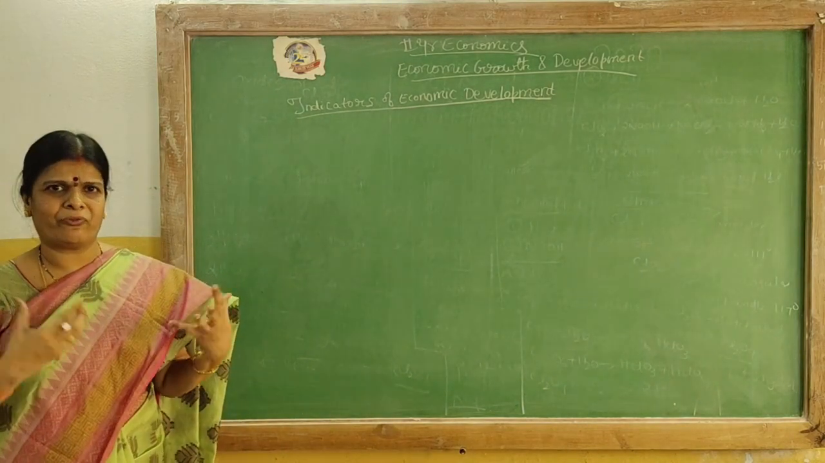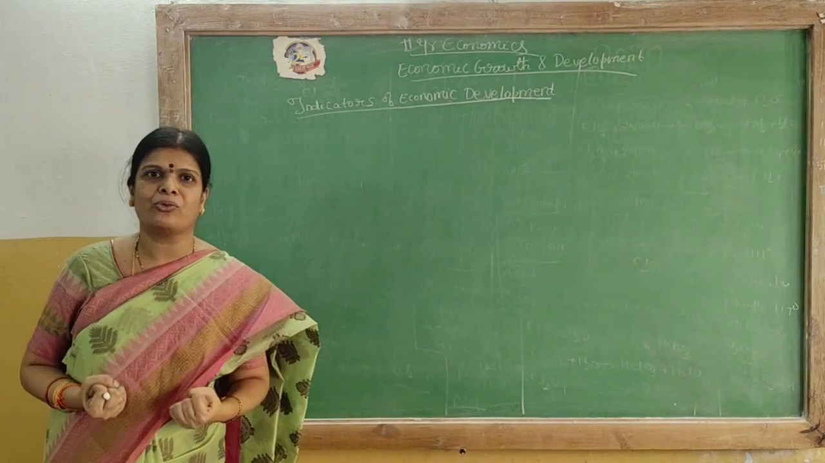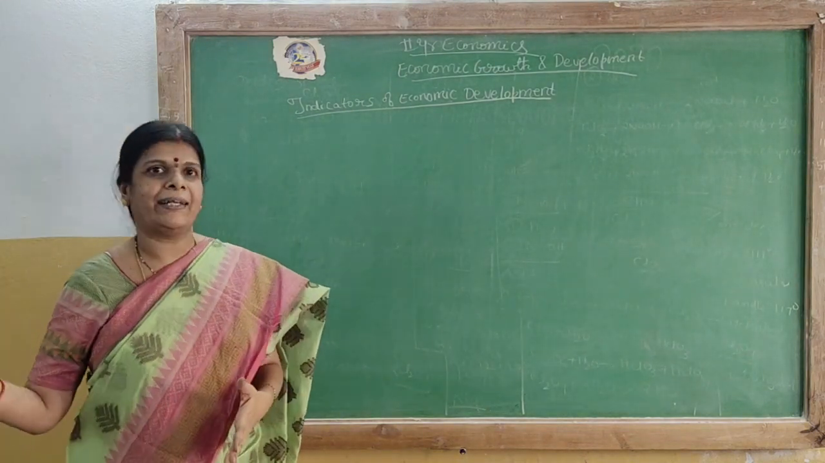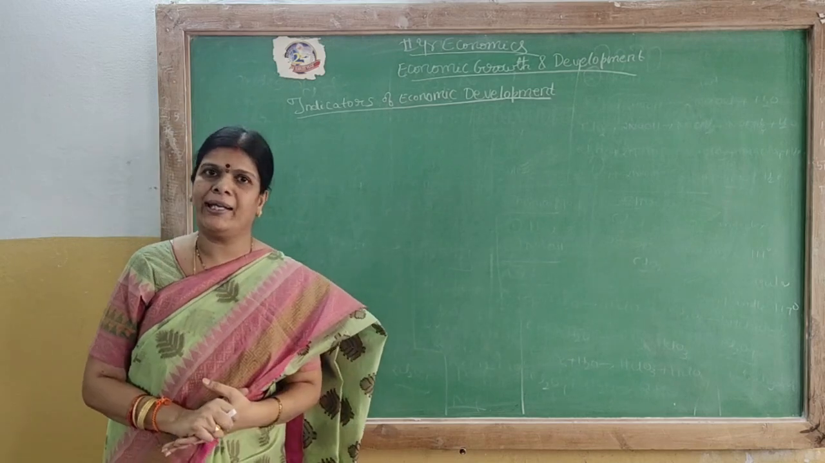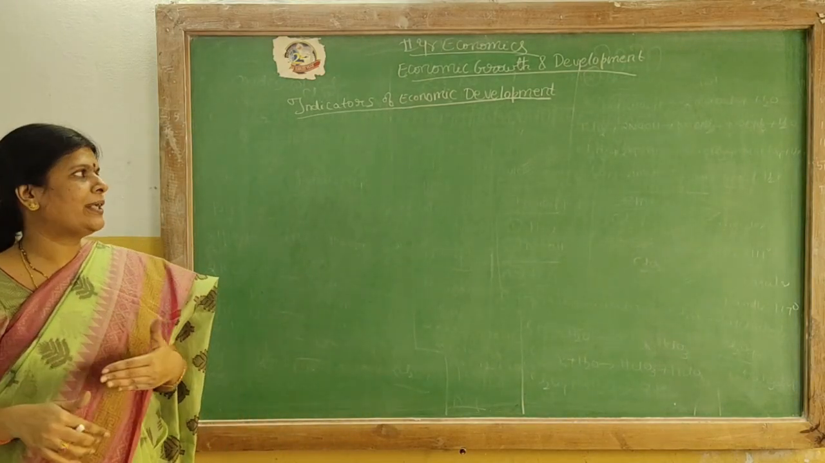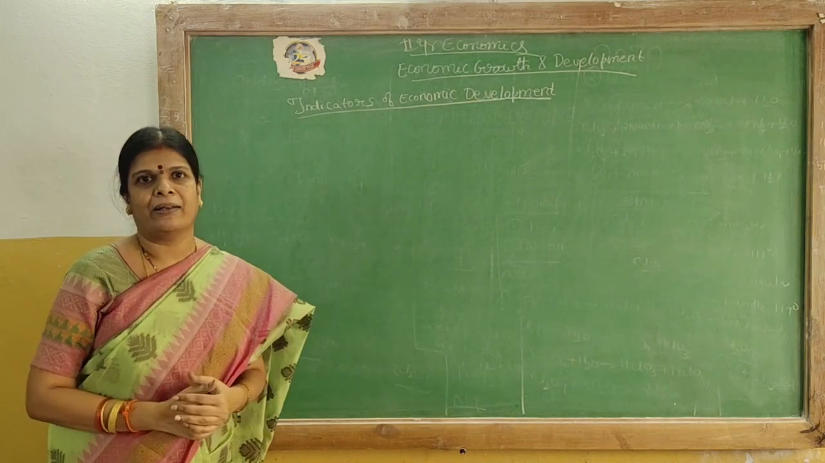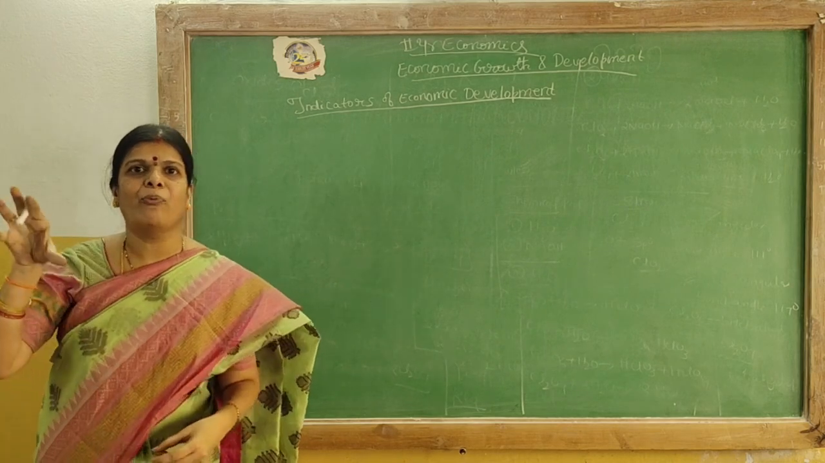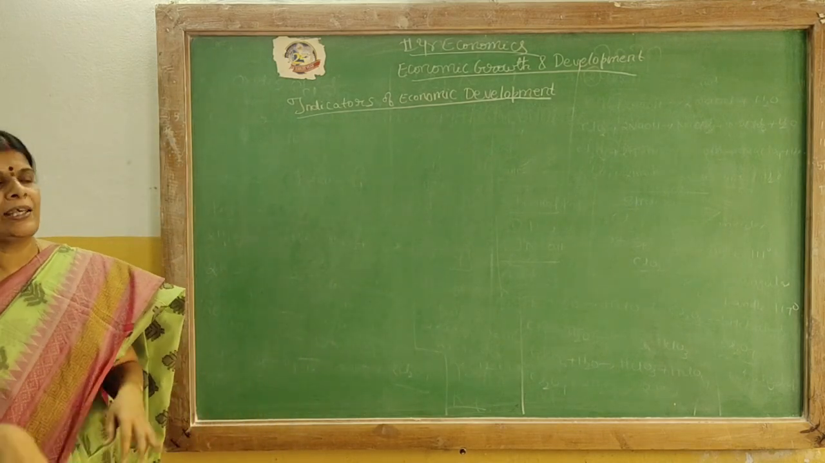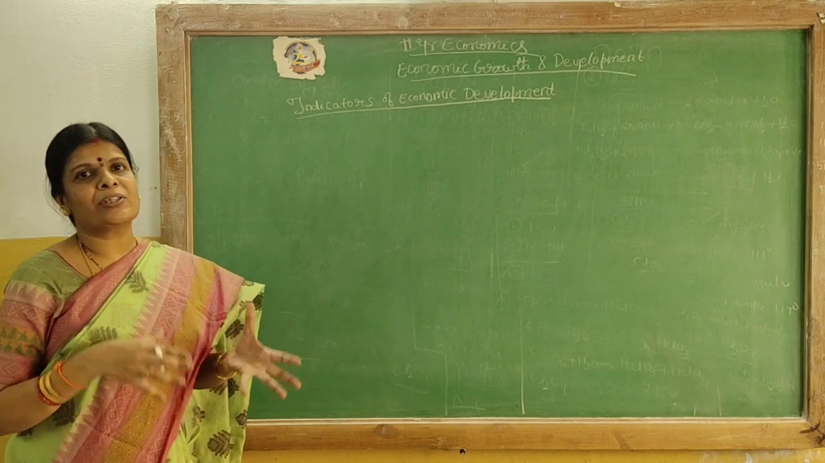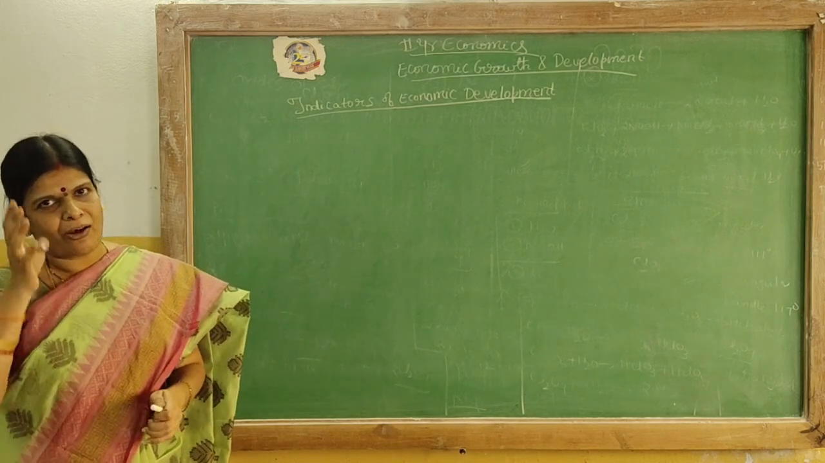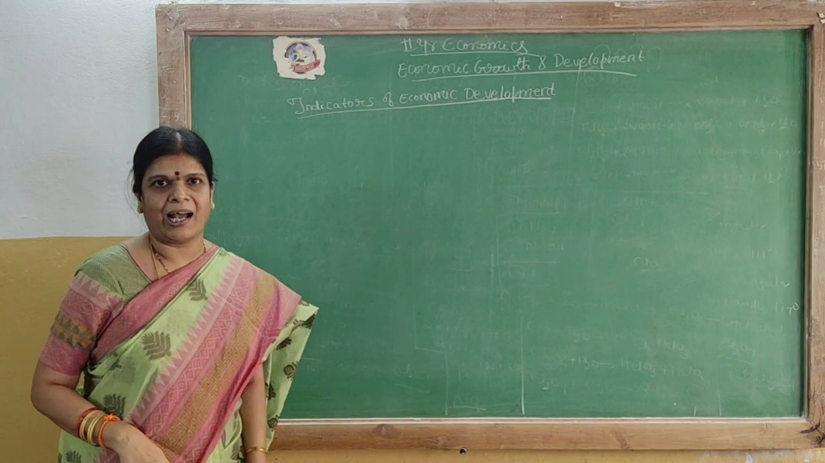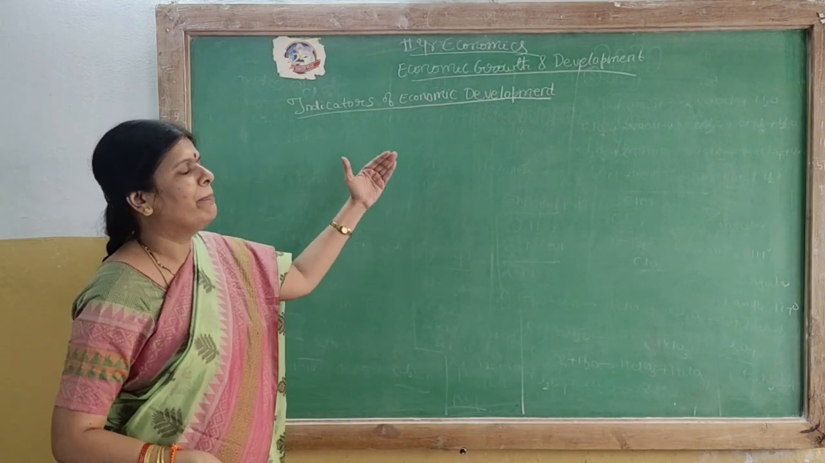Because we were under British rule for so many years, even consumer goods were imported from foreign countries. But what happened? The 3rd 5-year plan stressed self-reliance. It gave more importance to self-reliance. Minimize imports and try to manufacture. Now our Indian government is trying for what? Made in India. We are going with the concept of Made in India.